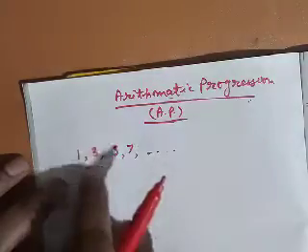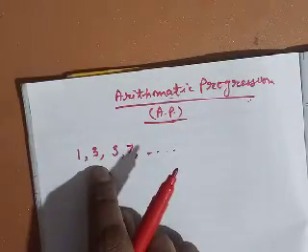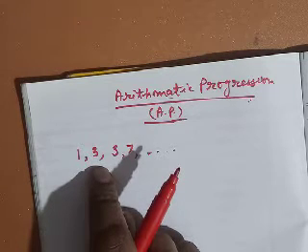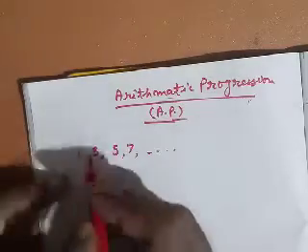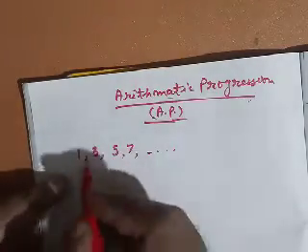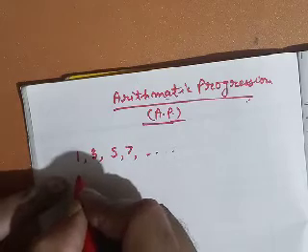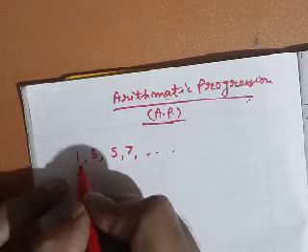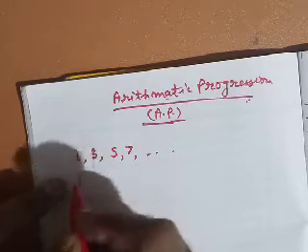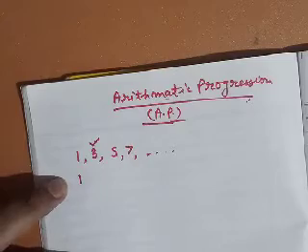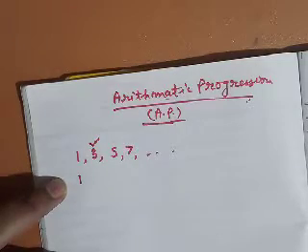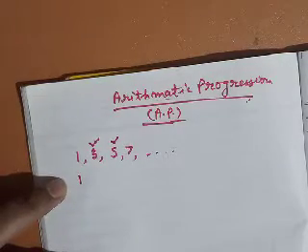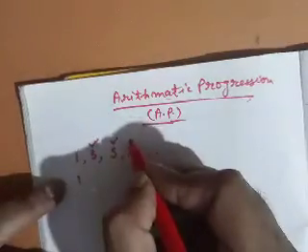If this series has a special type of property, what property? Let's see. The first term is 1. If we add 2 to 1, then it becomes 3. And if we add 2 to 3, we will get 5. And if we add 2 to 5, we will get 7.